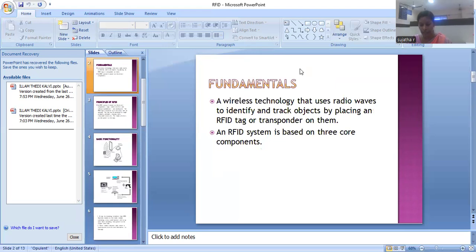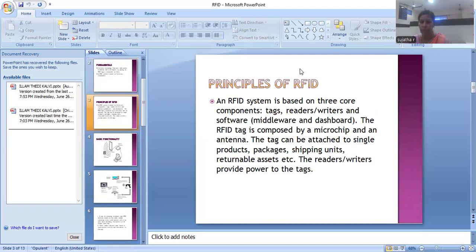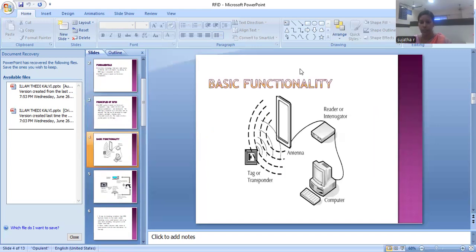RFID is very fast, reliable, and does not require physical sight or contact between the reader or scanner and the tagged information. It is a wireless technology that uses radio waves to identify or track objects with an RFID tag or transponder on them. An RFID system is based on three core components: tags, readers or writers, and software. One more thing I can add to these core components is antennas. So this is the working principle.